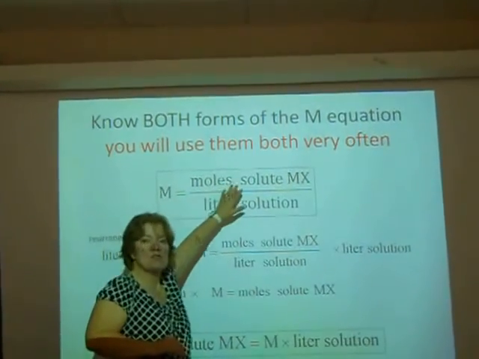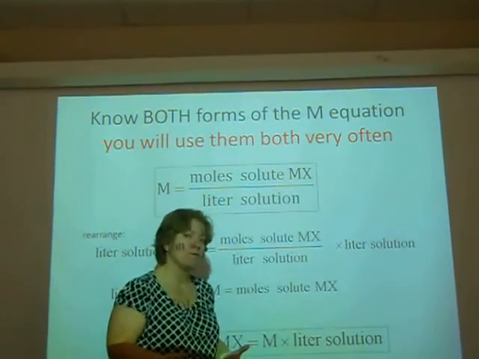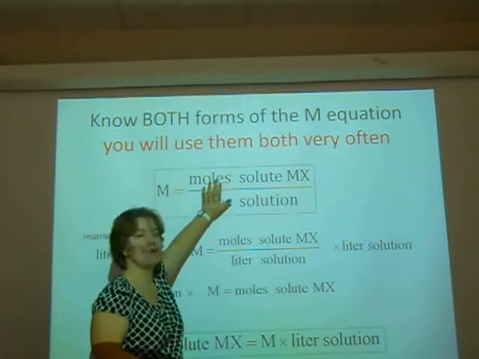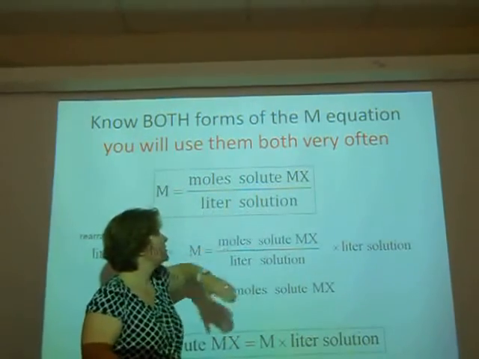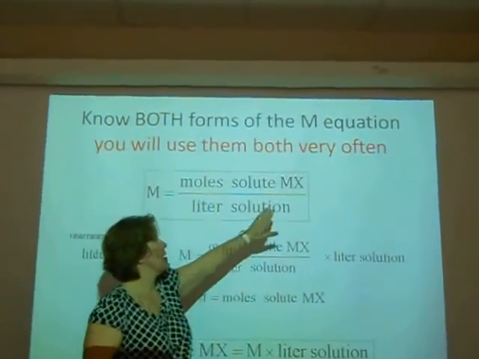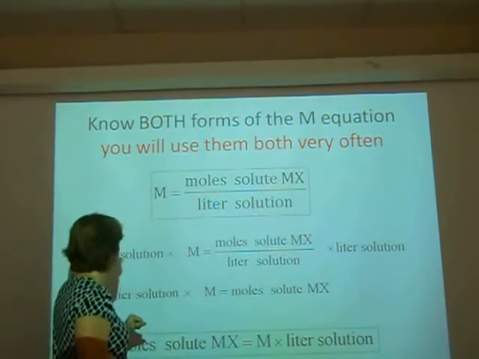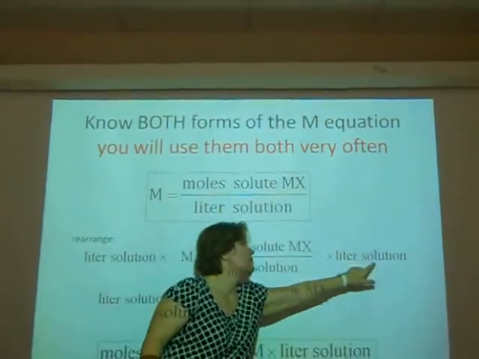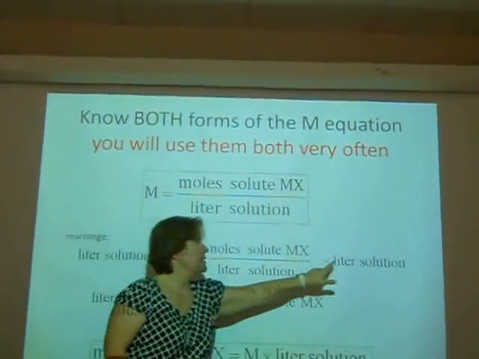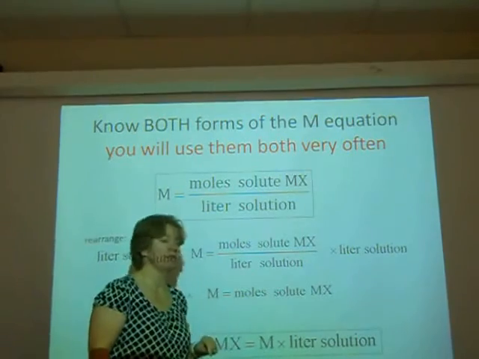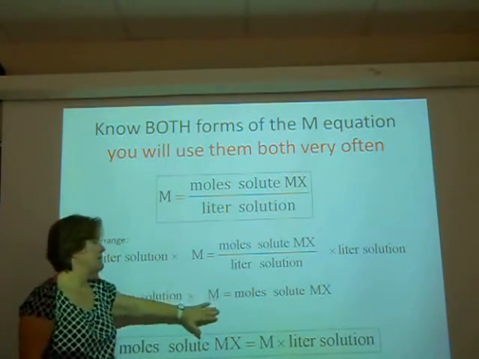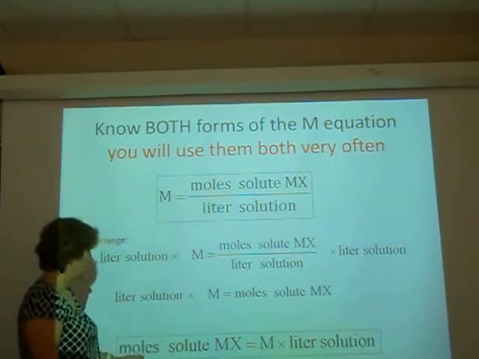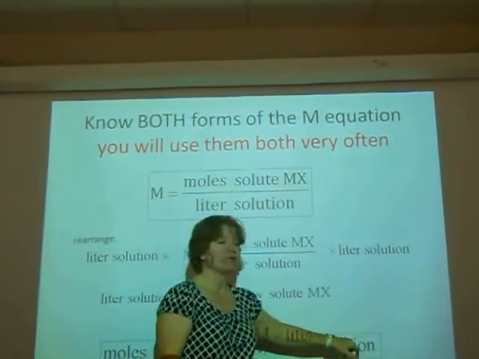So you're going to see these two equations a lot. You really should have both forms memorized. My traditional molarity equation is molarity is equal to moles of solute per liter of solution. It doesn't have to say M, but whatever it is. If I rearrange this, I can multiply both sides by liter of solution. On this side, they cancel, and I'm left with moles of solute. On the other side, I have liter of solution times molarity. I just flipped the sides of the equation. Moles of solute is equal to molarity times liter of solution.